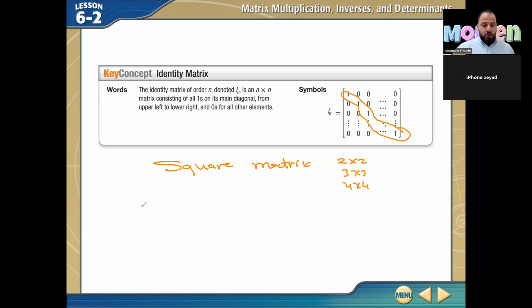Yes, of course. If we have 2 times 2, for example, it will be 1 here, and 1 here, and 0 here, and 0 here. If it's 3 times 3, we have 1 here, and 1 here, and 1 here, and the others will be zeros. So, as you see, this is the identity matrix.